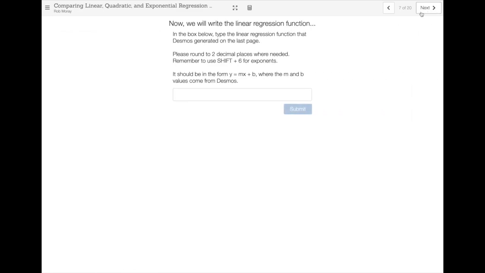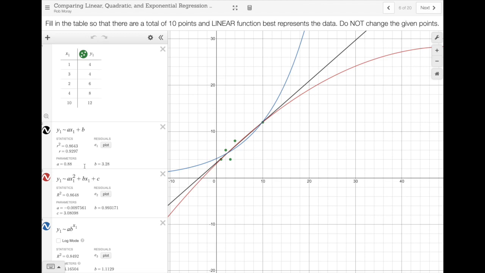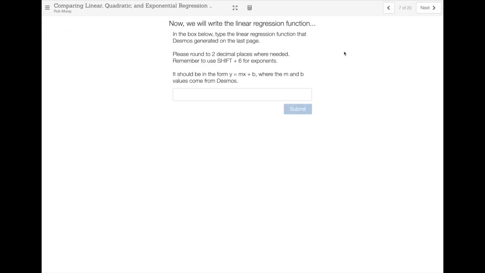Once you have that best function, you're going to come back and write that in. So for me, I would write y equals 0.88x plus 3.28. That's what I would write here. So all you're doing is taking that best function and writing it in, rounding to 2 decimal places where needed. This is just about experimenting, having fun, and thinking about what this kind of data would look like. Again, no wrong answers as long as there's 10 points and the linear is best.